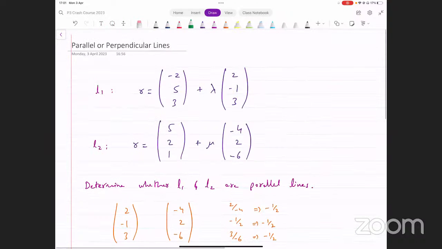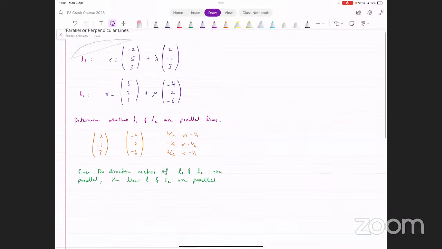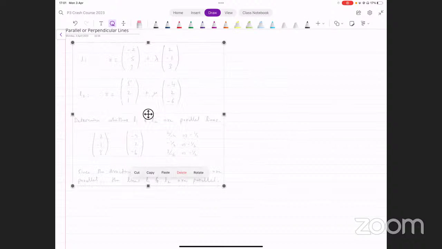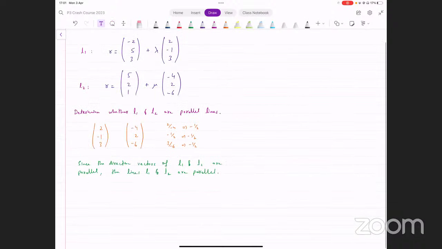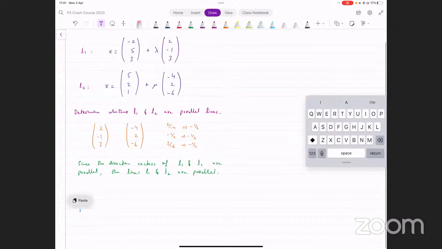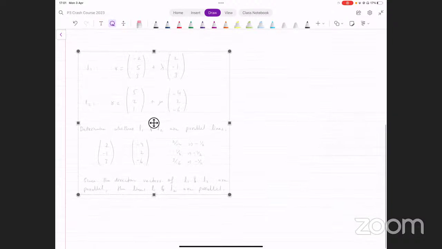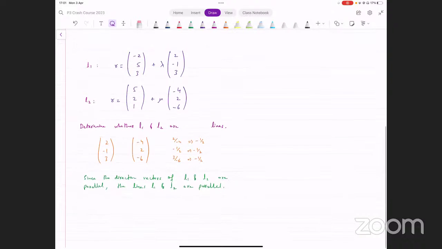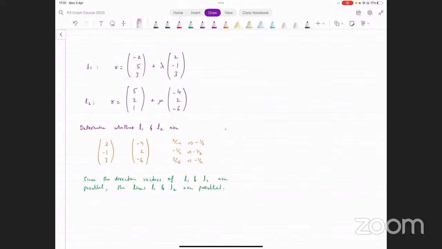So let's take another example. Let me write down this whole scenario again. Let me copy this whole thing. I'll erase some of it. We could use the same idea for perpendicular vectors as well. So let's assume we want to determine whether L1 and L2 are perpendicular lines, and I'm going to change the direction vectors here a little.